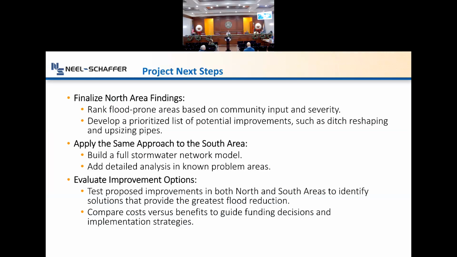So the next steps that we are going to be taking: we're going to finalize our north area findings. We're going to rank them based on community input and severity. So we'll have all these noted areas and the associated areas in our model in a spreadsheet, and then we will prioritize them based on the severity, and we will develop a list of potential solutions such as ditch reshaping and upsizing pipes. So what we have figured out so far is that this project is going to be largely based on ditch improvement.